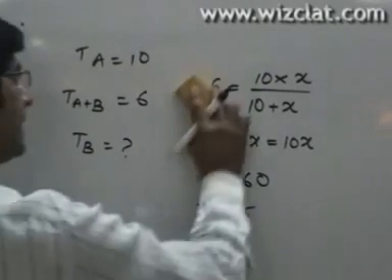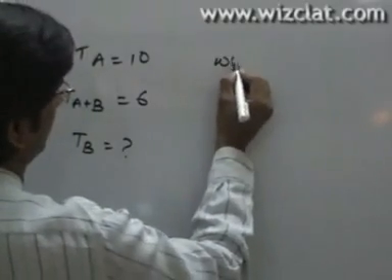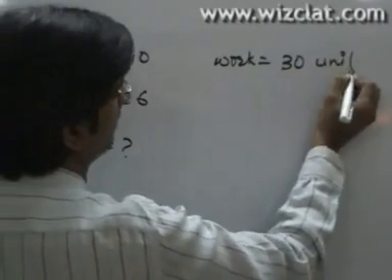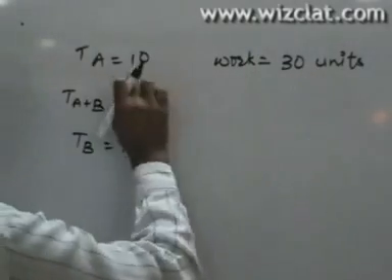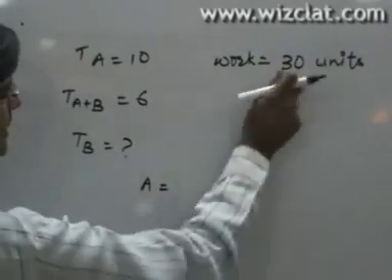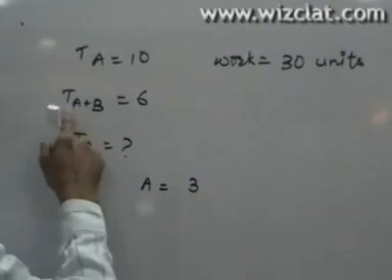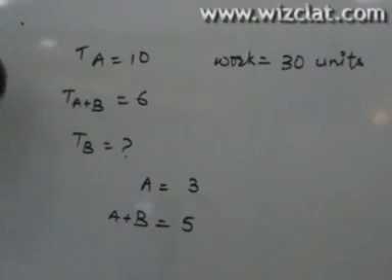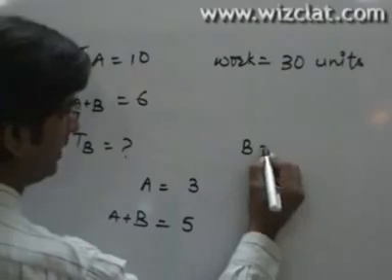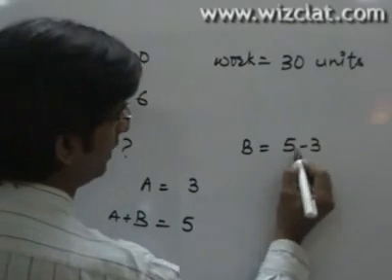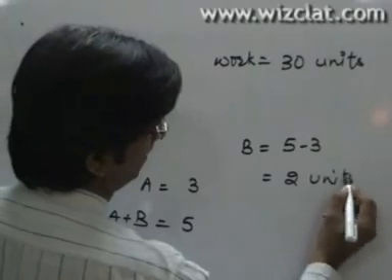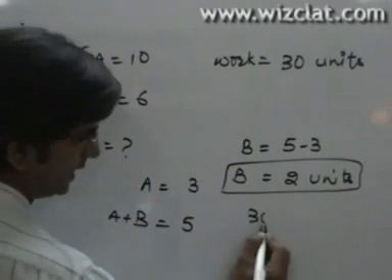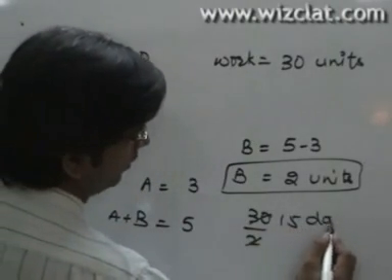Method number 3. Let me assume a work. Again the work will be the LCM of the values 10 and 6, which is nothing but what? 30 units. So A can do 30 units in 10 days. Therefore A's 1 day work will be 30 upon 10, 3 units. Together their 1 day work will be 30 upon 6, that is 5 units. Therefore we can find out that 1 day work of B is 5 minus 3, that is 2 units. So 2 units is done by B in 1 day, therefore 30 units will be done by him in 15 days.